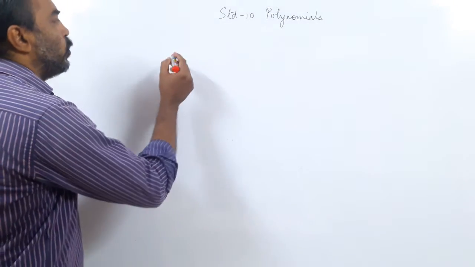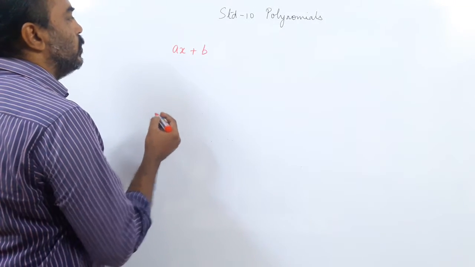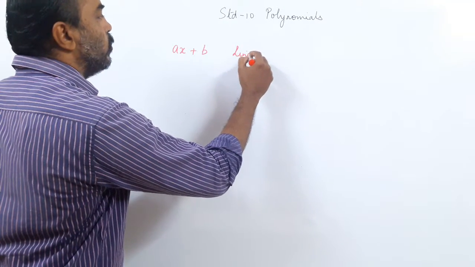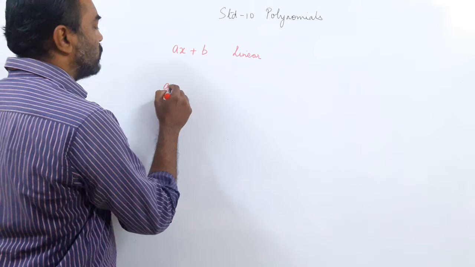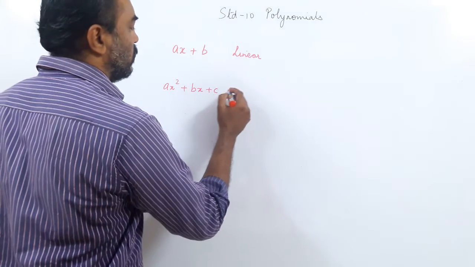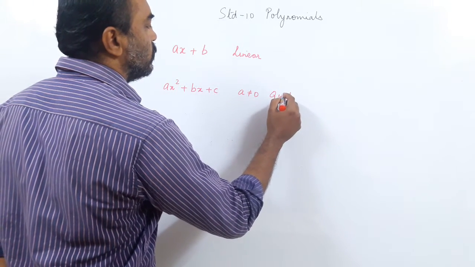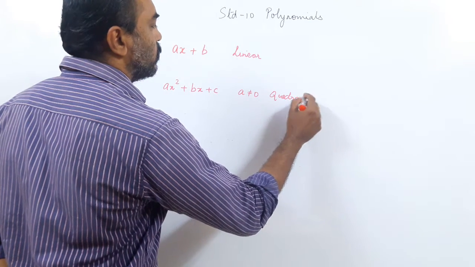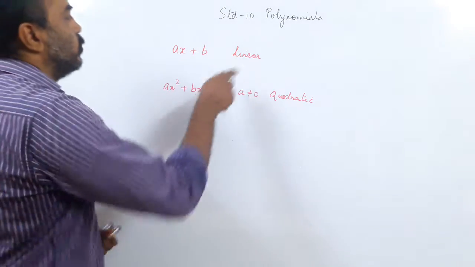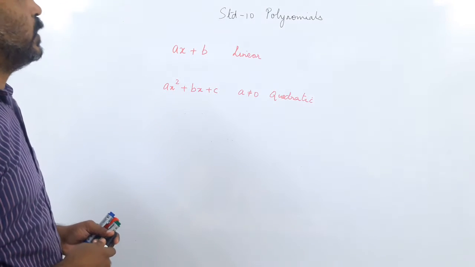In yesterday's lecture, we saw two things. We saw a linear polynomial in the form ax plus b, where a is not equal to 0. And we had ax square plus bx plus c equal to 0, where a is not equal to 0, which is a quadratic polynomial. So what did we see yesterday? In the linear polynomial, the degree is 1 because the power of x is 1. The highest power is 1.